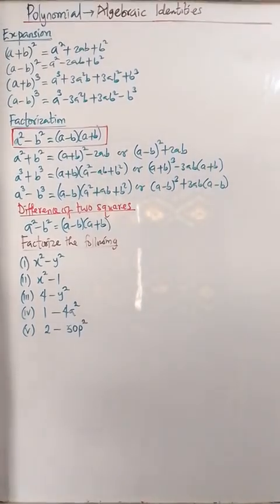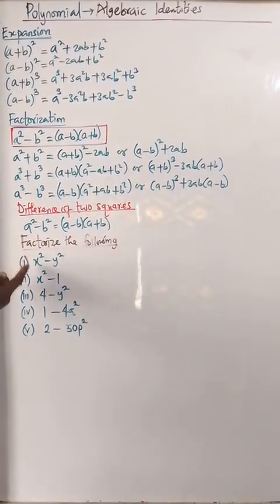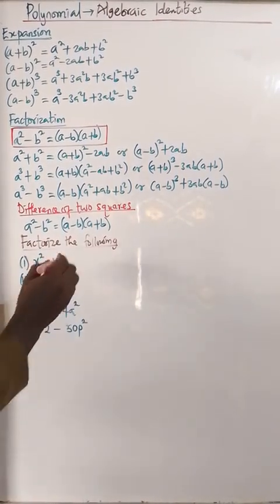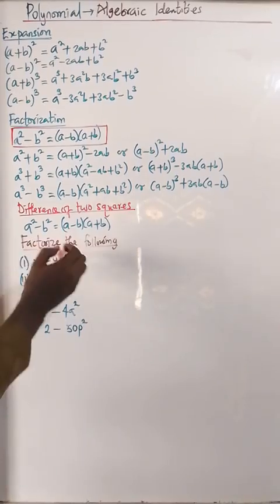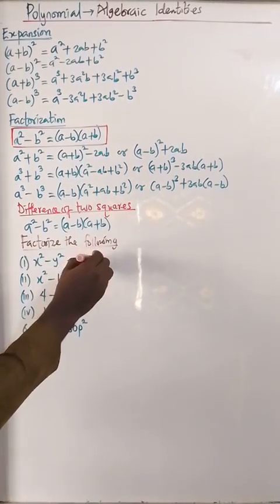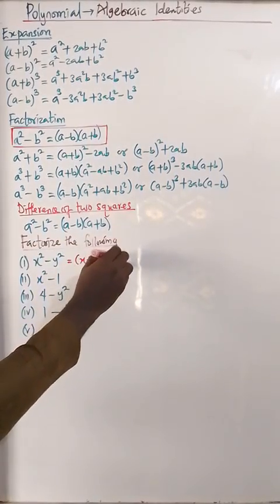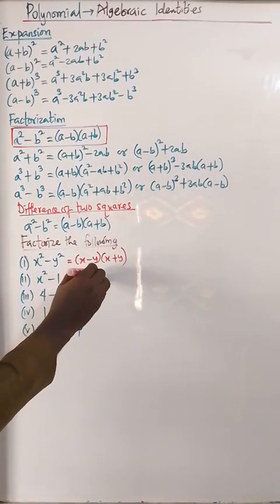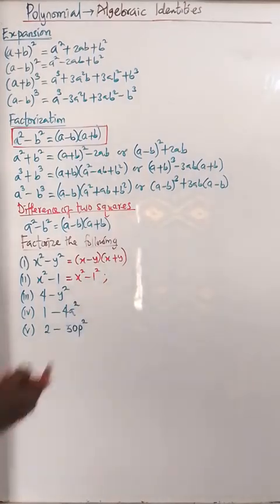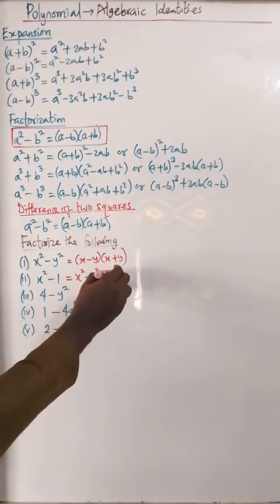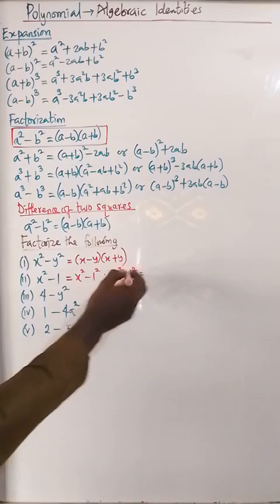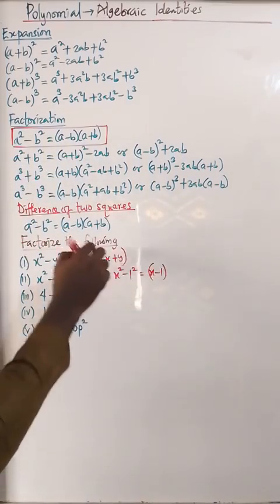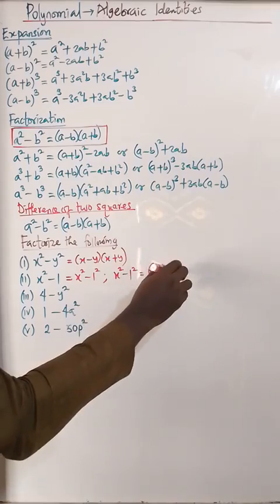For this first one, we don't need to go far. It's very obvious here that a is x and b is y. So we'll come here, we replace a here with x and b with y. And that's all. For the second one, we can still express this as x squared minus 1 squared. Why? Because 1 squared is still 1. So following simply, we subtract, x minus 1, then we add, x plus 1 for an answer.